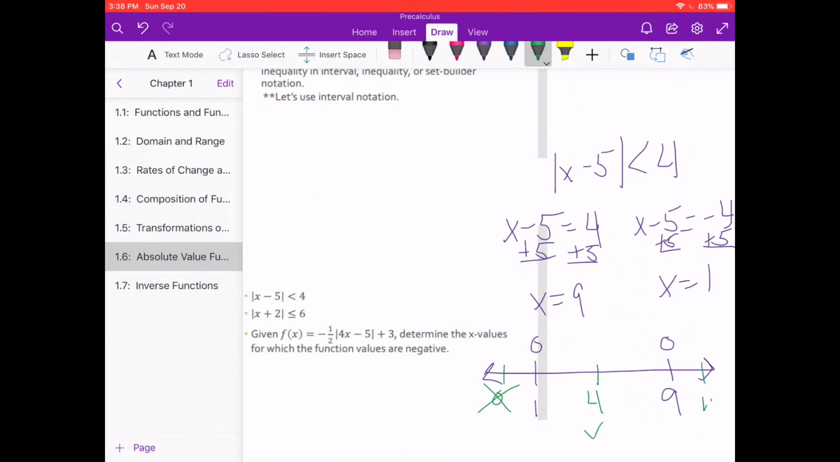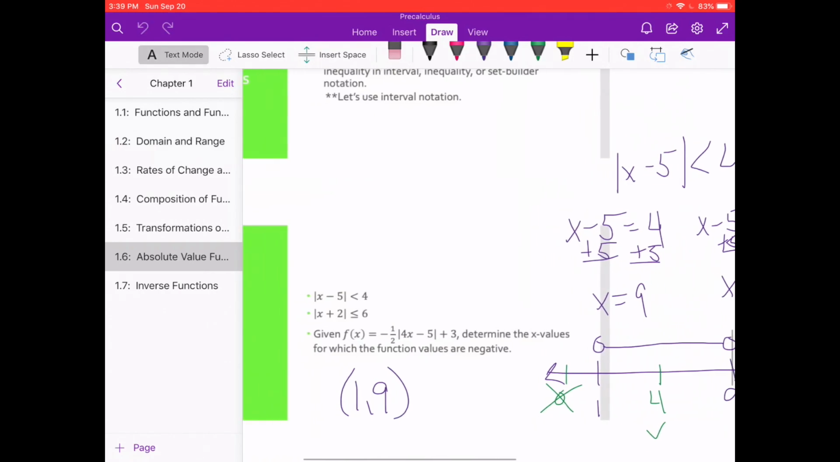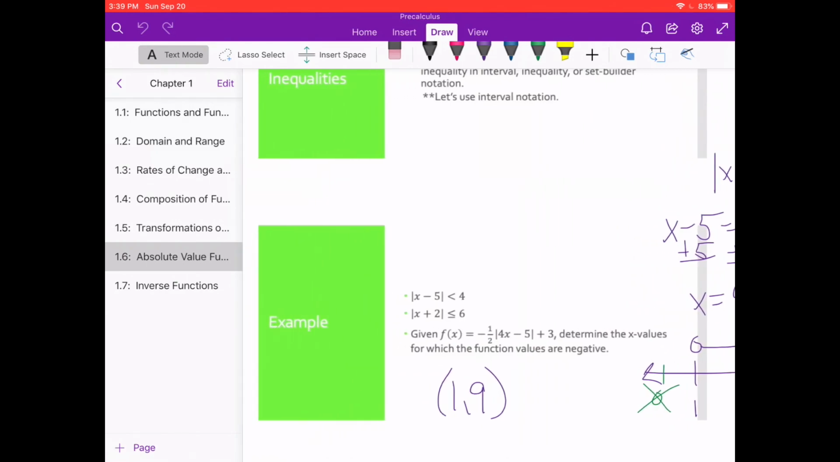And then let's try one outside on the right. 10 minus 5 is 5. The absolute value of 5 is 5. But 5 is not less than 4, so that doesn't work. So we find out that it's all values in between 1 and 9. So in interval notation, remember that looks like parentheses 1, 9, parentheses, because those are not included. The same concept is going to apply for the other ones.